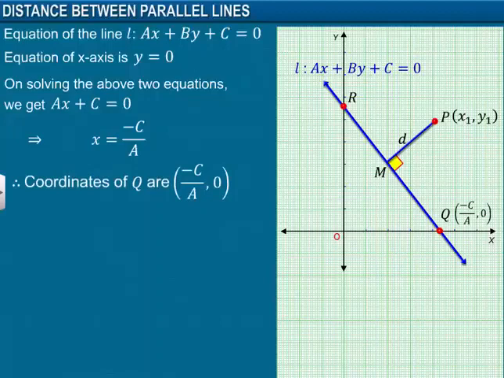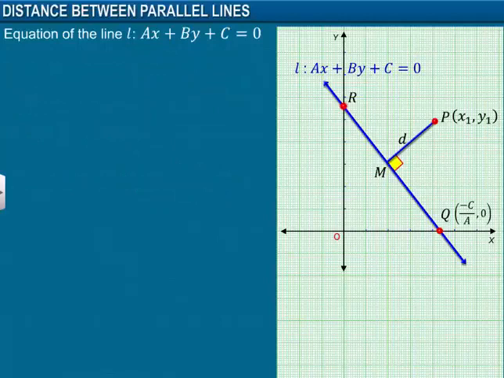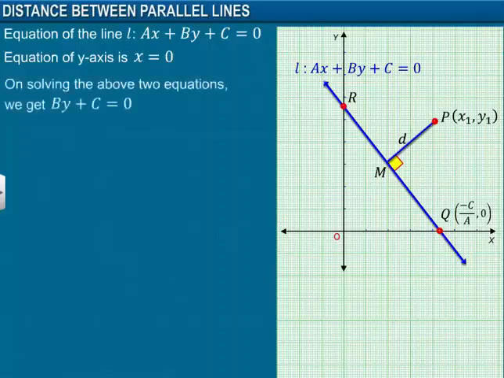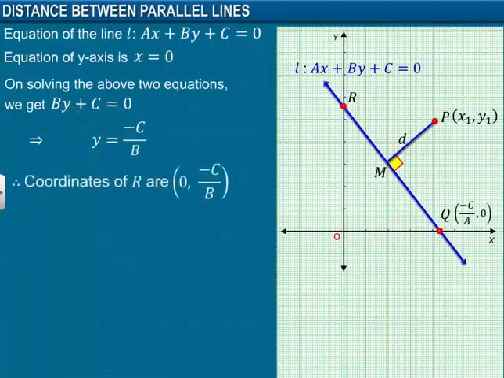The coordinates of point R are obtained by solving the equation of the line and the equation of the y-axis, that is, x = 0. On solving, we get the coordinates of point R as (0, -C/B).